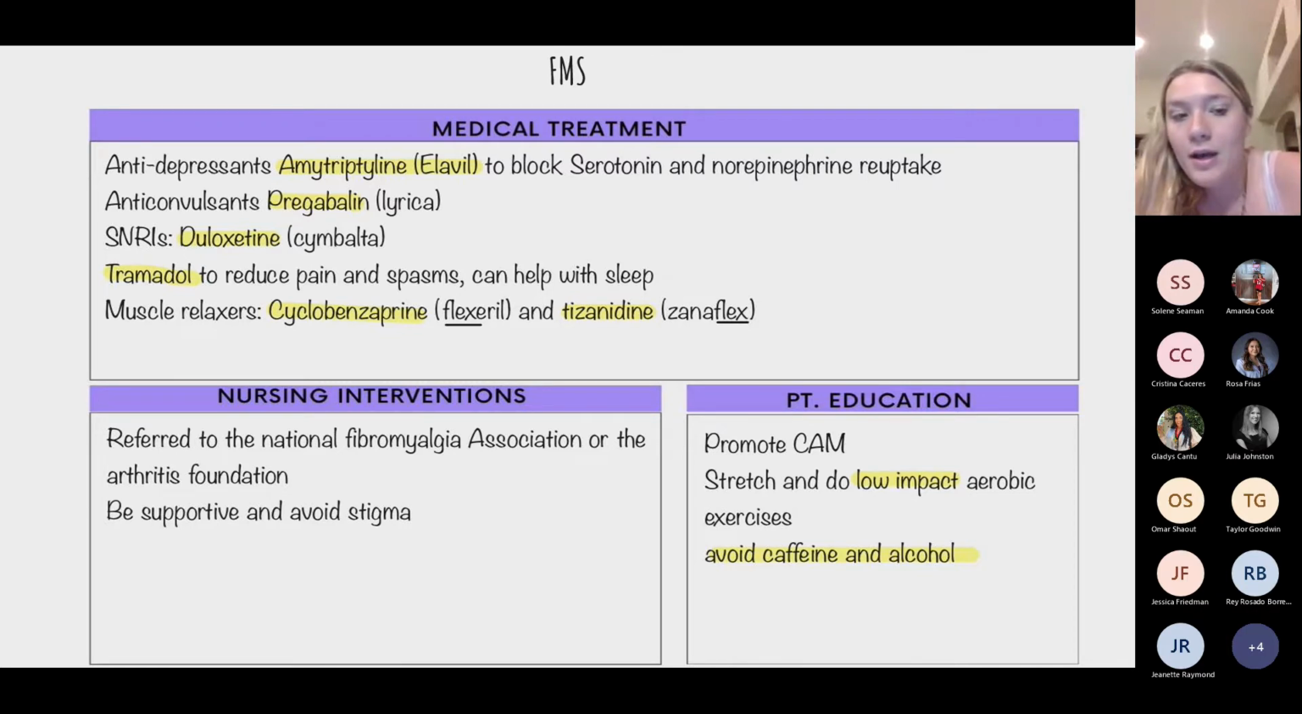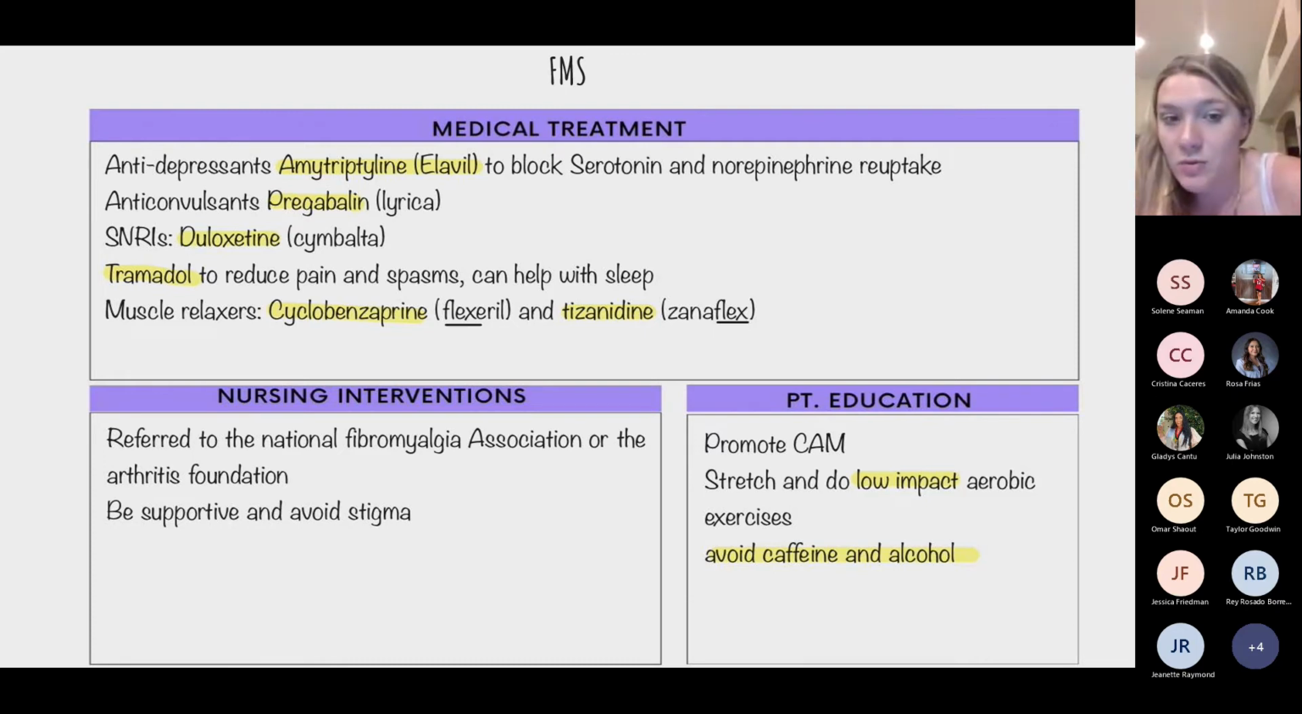What's really important as nurses is to be supportive and avoid stigma. A lot of these patients are categorized as drug seeking, looking for pain meds, etc. So we want to be supportive. The National Fibromyalgia Association is really good with more information.